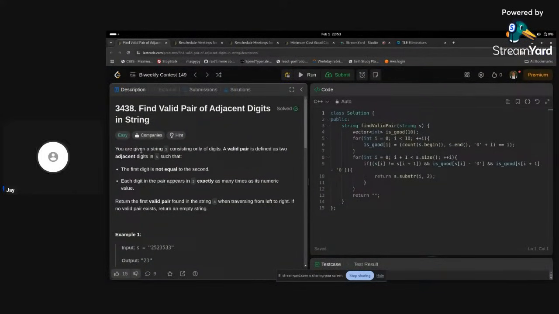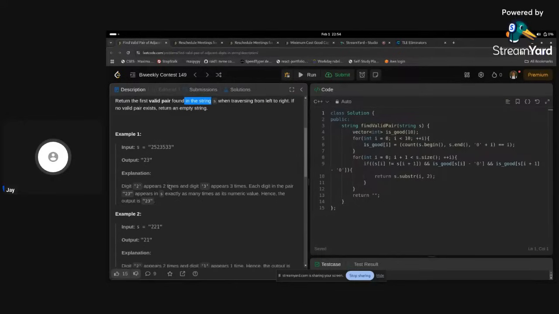Now, we are given a string. So let's move to the first problem. The first problem is: find a valid pair of adjacent digits in a string. We're given a string S consisting only of digits. A valid pair is defined as two adjacent digits in S, such that the first digit is not equal to the second, and each digit in the pair appears exactly as many times in S as its numeric value. We had to return the first valid pair in S. So let's look at what this problem says.